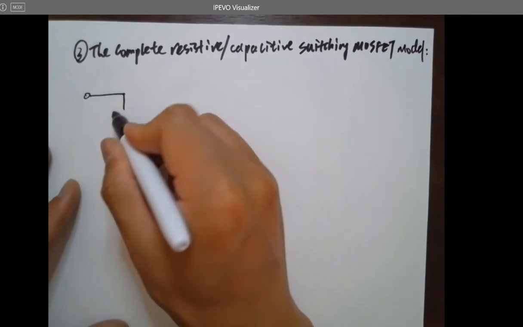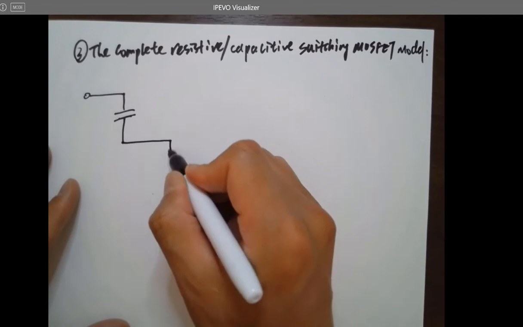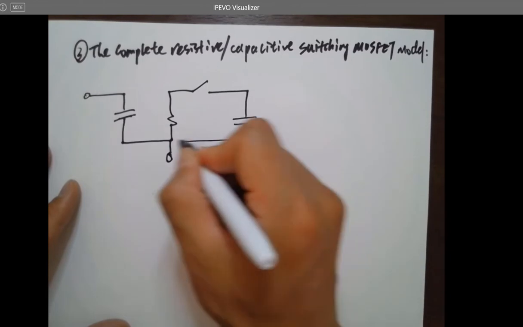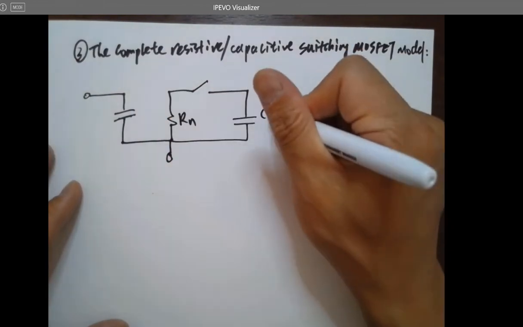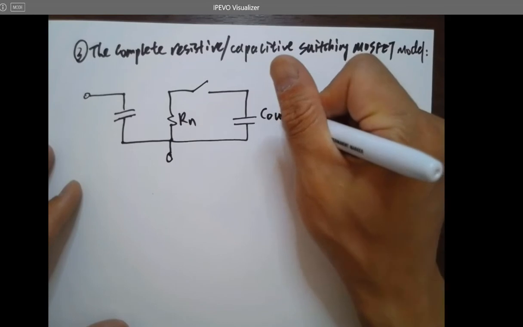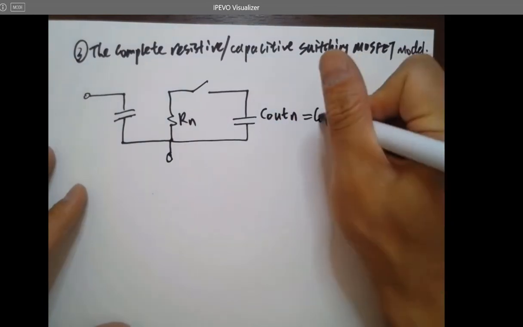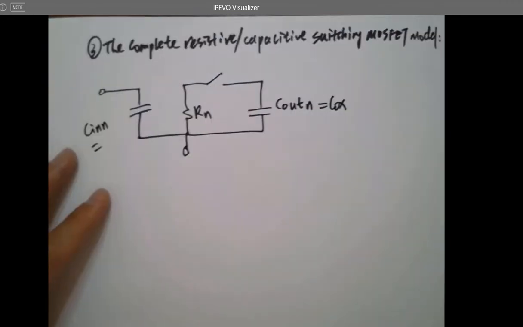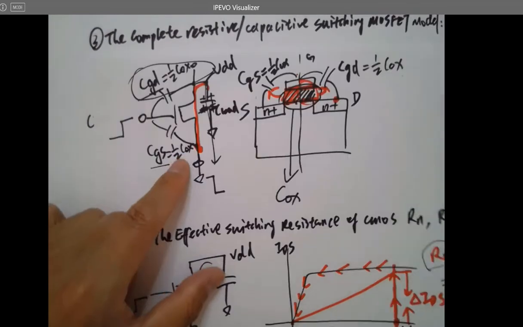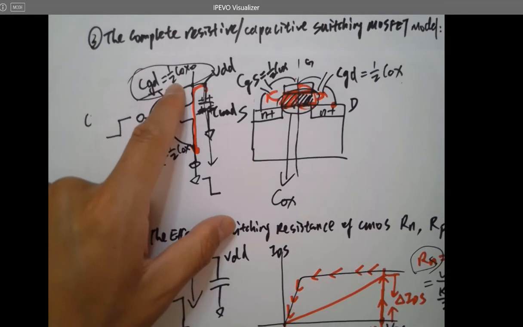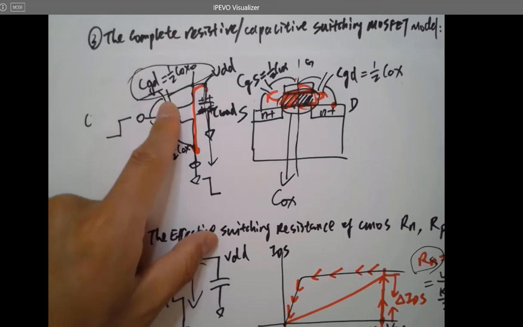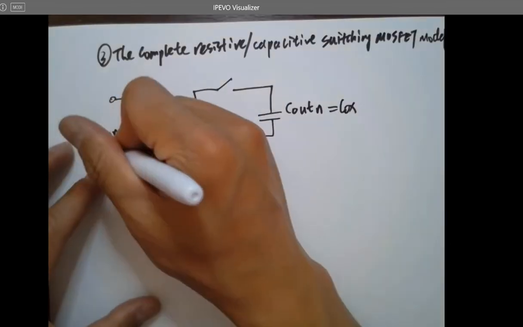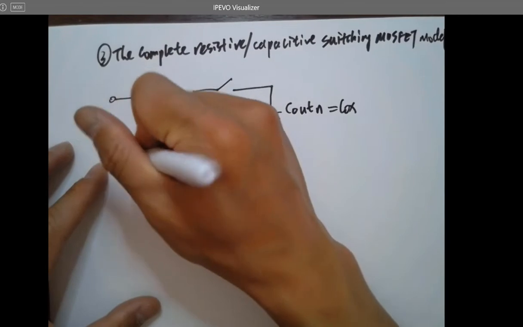Starting from the gate, here's the input capacitance, and here's the source. This is Rn, and this is C out N, which is literally Cox, and this is C in N, which is something. Let's take a look at that. What is C in N? For this model, you've got a mirror capacitor here, which is Cox, and another one which is a half Cox. So the total C in is actually 2/3 of Cox.